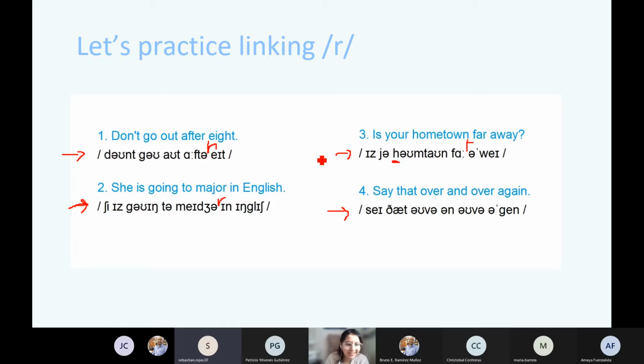And where do we add the linking R? In the two overs. So here, can you pronounce the example again, please? Say that over and over again. Thank you very much. Over and over and over. That's correct. So that's the place where we put the linking R.